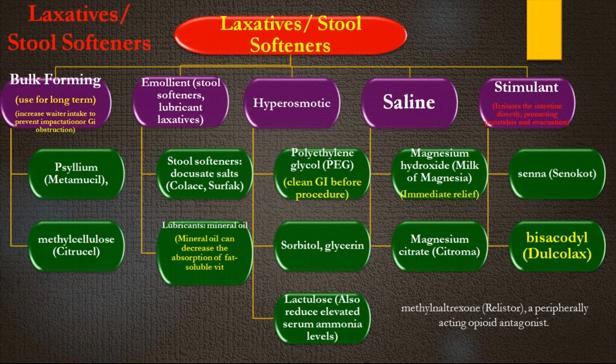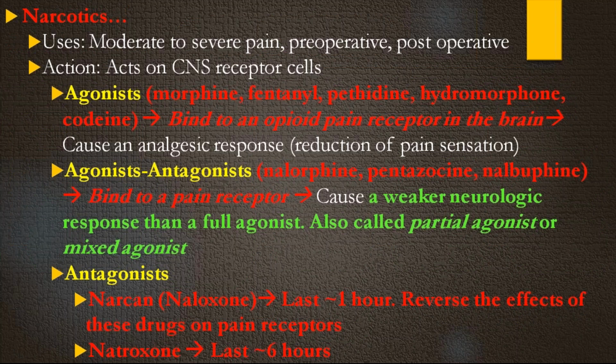The other thing I want you to remember is the stimulants, that is bisacodyl, Dulcolax. What they are doing is irritating the mucosa and producing the evacuation of the fecal material. Now again, magnesium hydroxide, or milk of magnesia, gives you the fastest and most immediate relief. Okay, so let's keep going.